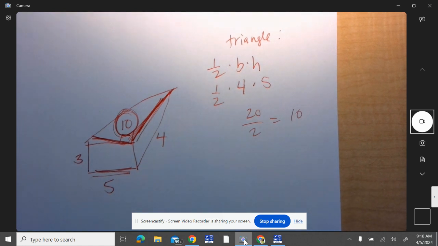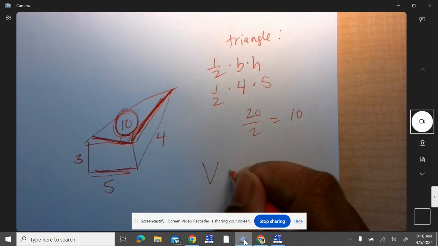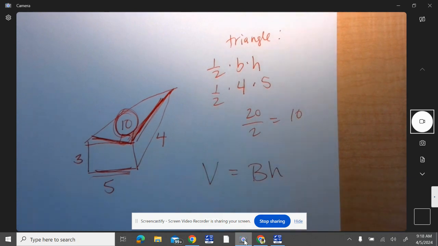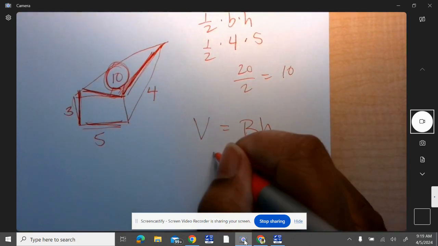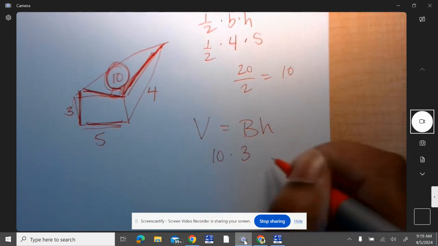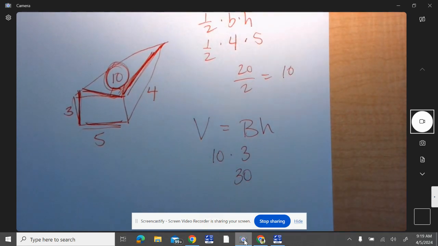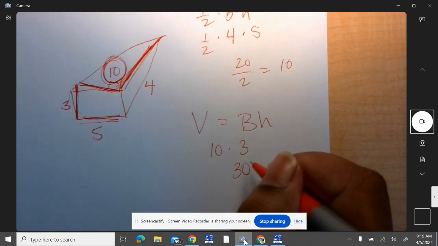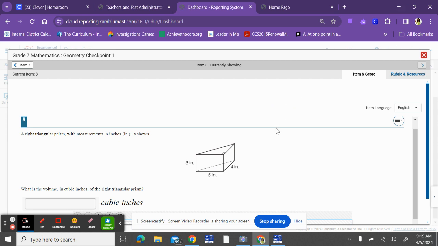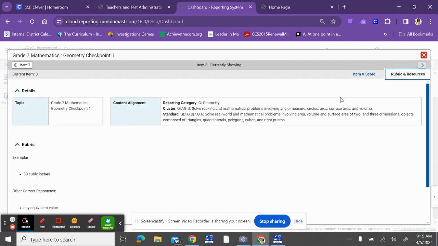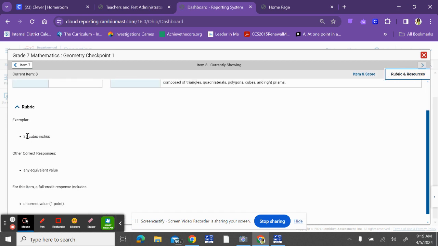Now I need to times the height. The height of the shape. So volume is area of the base times the height. The height of the shape is 3. So the answer is 10 times 3, which is 30. 30 is the answer. So here it is. 30 cubic inches. 30 cubic inches is the answer.